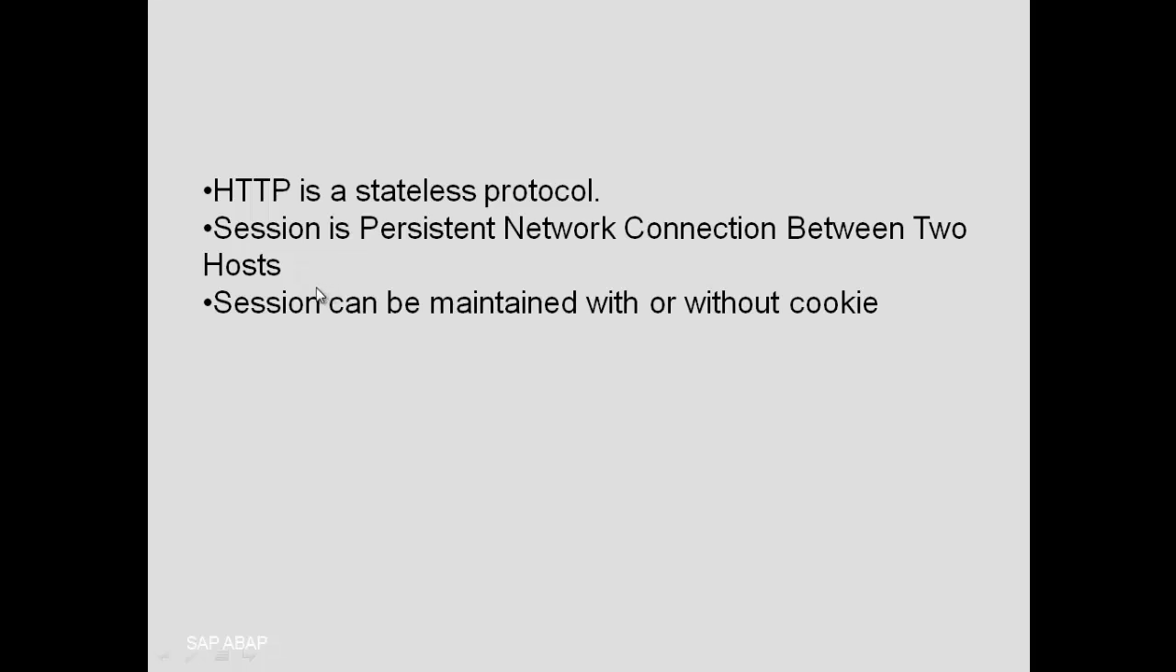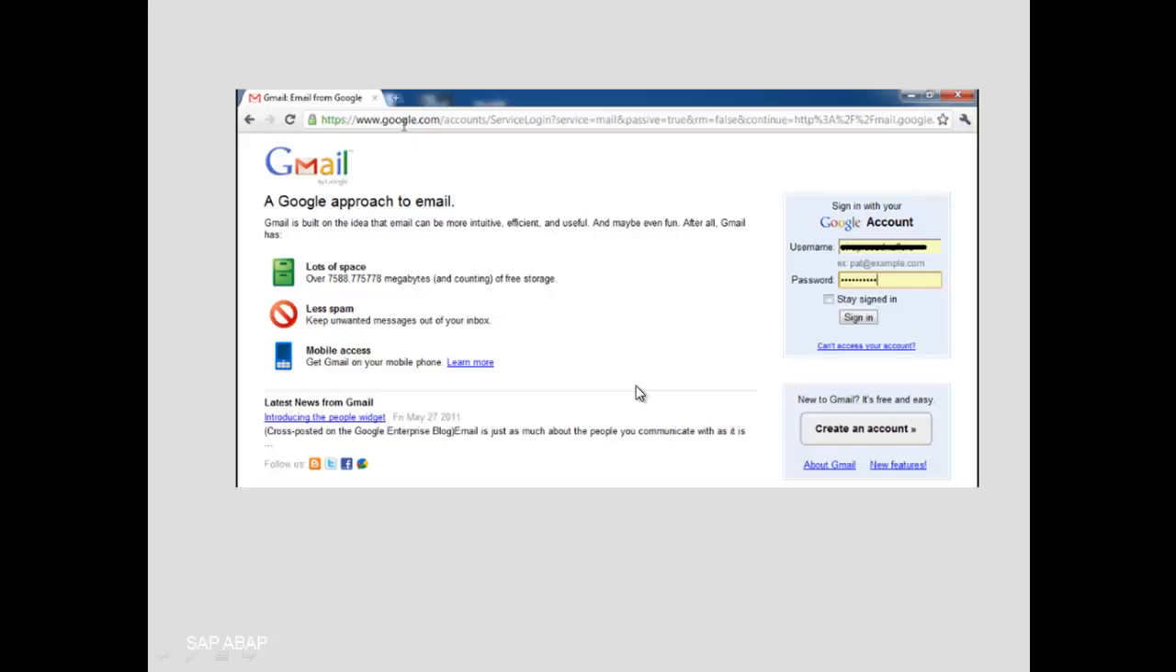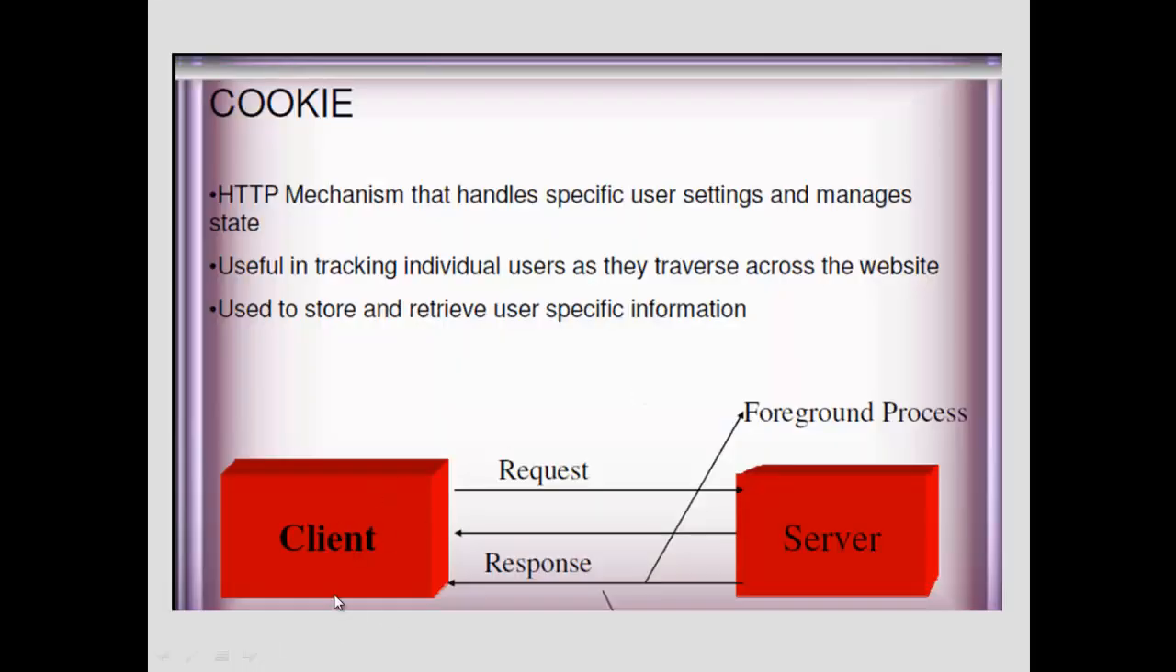So to maintain the state of communication between a client and a server, a Java application typically uses a session. So a session is nothing but a persistent network connection between two hosts. So in this case, one host is client and other host is server. So to maintain the state of the communication, Java application uses a session.